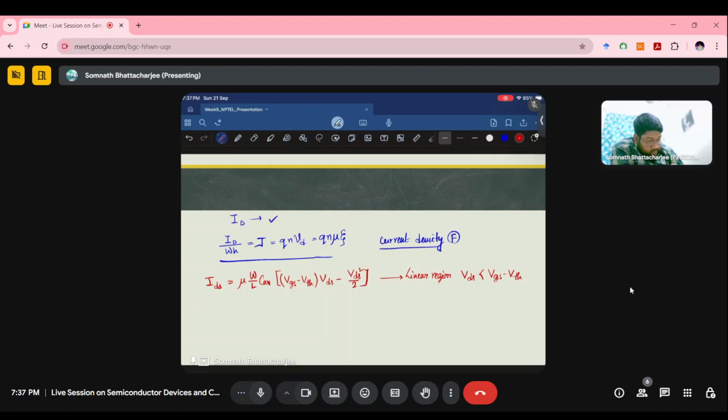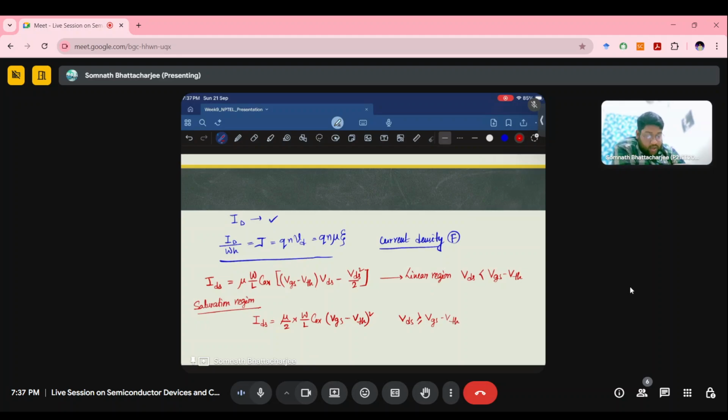Now, similarly, for the saturation region, the equation will be changed and it will be IDS equals mu by 2 multiplied by W by L Cox (VGS minus VTH) whole square. So this is for the saturation region, which means VDS is greater than or equal to VGS minus VTH.